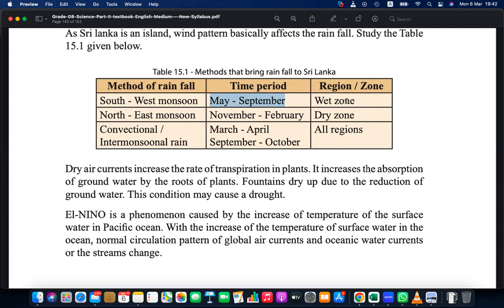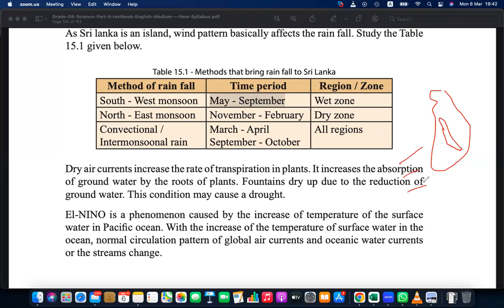Actually, this southwest monsoon affects the wet zone of Sri Lanka, as there are mountain ranges here. So when wind comes from this side in the southwest monsoon, what will happen? It will hit the mountains and the clouds will be created here. That will not travel far, it will slightly go here, but mostly the clouds are in this region. So you can expect rainfall here.